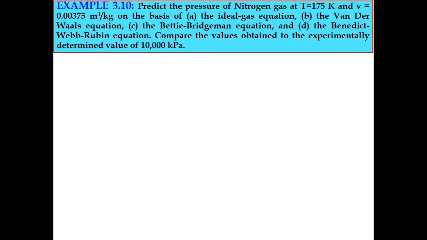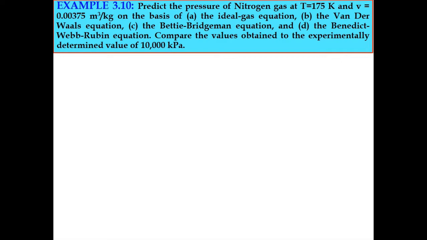Example 3.10: predict the pressure of nitrogen gas at T equal to 175 Kelvin and specific volume equal to 0.00375 meter cubic per kg on the basis of A, the ideal gas equation, B, the van der Waals equation, C, the Beattie-Bridgeman equation, and D, the Benedict-Webb-Rubin equation. Compare the value obtained to the experimentally determined value of 10,000 kilopascal.